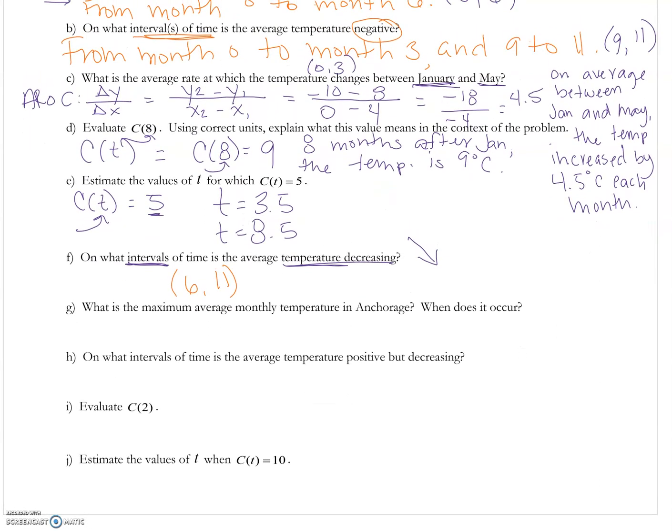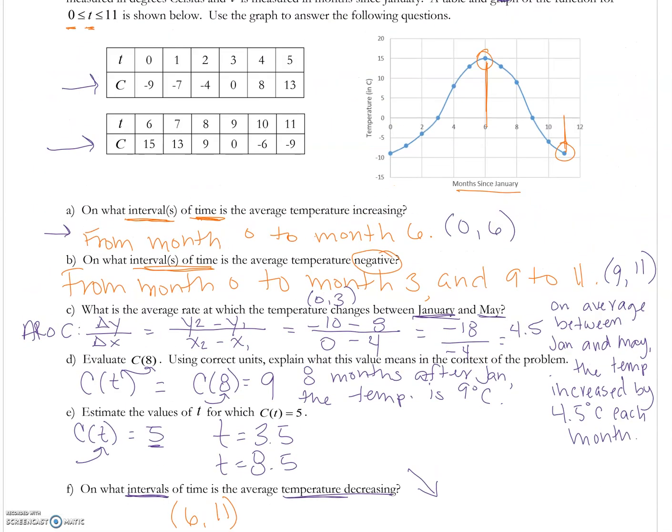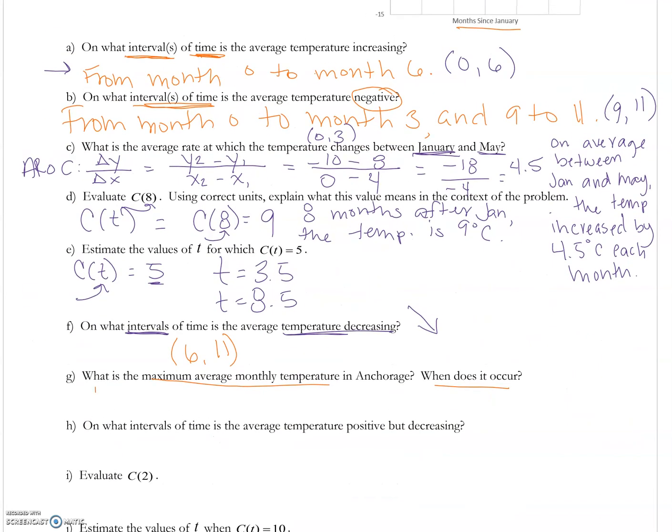Part G, what is the maximum average monthly temperature in Anchorage and when does it occur? So we're looking for the maximum monthly temperature, or the hottest, and when that happens. On our graph, we can see that the hottest monthly average temperature happens right up here at the top. So when I read my graph, I can see that that point is at 15 degrees Celsius, and that happens 6 months after January. So I would write a sentence, 15 degrees Celsius, 6 months after January.